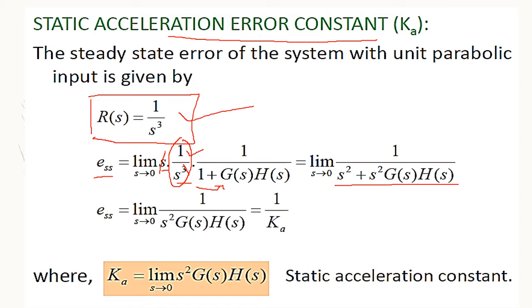Now I can write this part, that is s square G(s) H(s), as Ka. So this is the acceleration error constant.